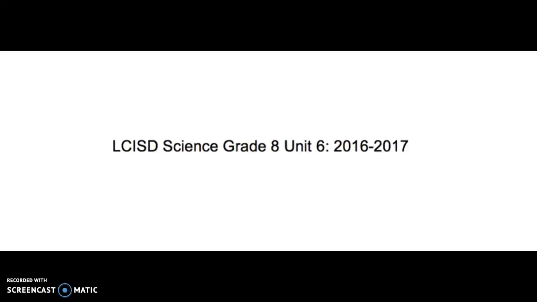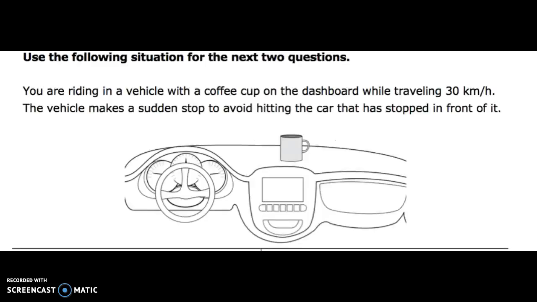LCISD Science, Grade 8, Unit 6, 2016-2017. Use the following situation for the next two questions. You are riding in a vehicle with a coffee cup on the dashboard while traveling 30 kilometers an hour. This vehicle makes a sudden stop to avoid hitting the car that has stopped in front of it.